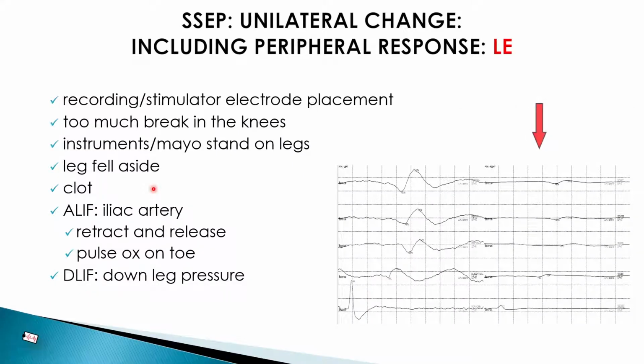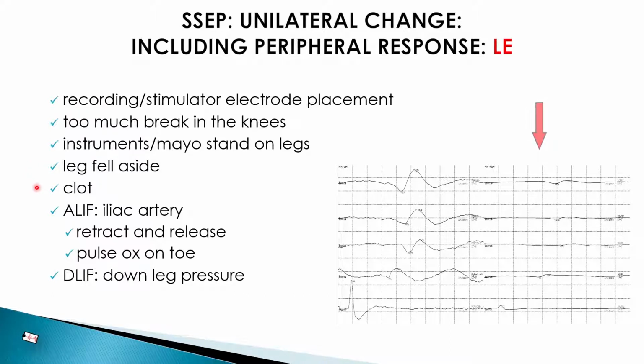Unilateral changes in the lower SSEP that includes the peripheral response, or the popliteal fossa response, can be the result of many things. You want to check the recording and the stimulating electrode placement. There might be too much break in the knees in the patient positioning. I've seen cases where the instruments or the Mayo stand is laying on the back of the leg and putting pressure on the legs. I've also seen cases where the leg fell off to the side and nobody knew it because they're under the drapes.